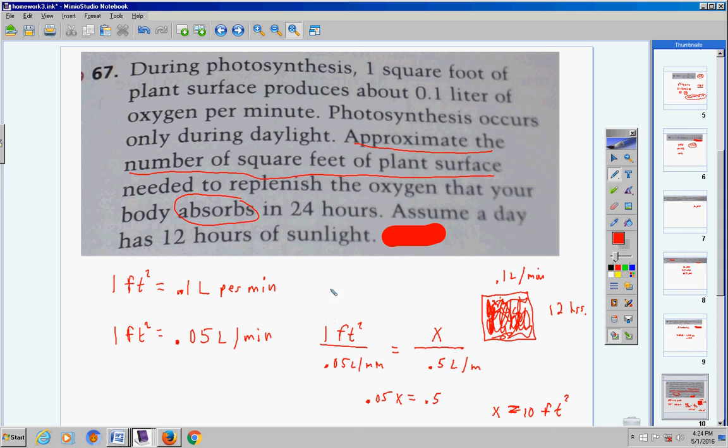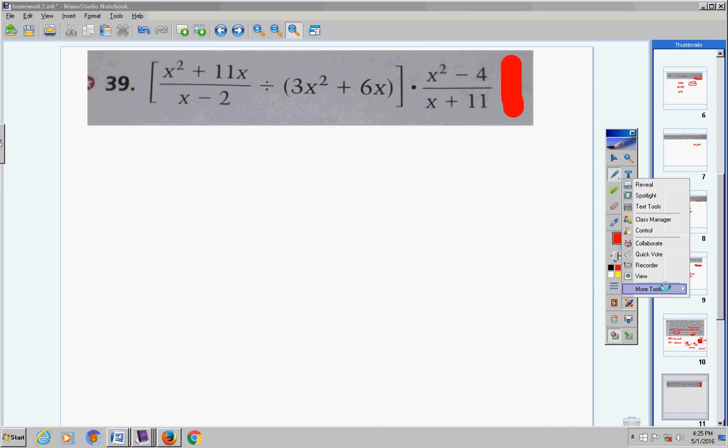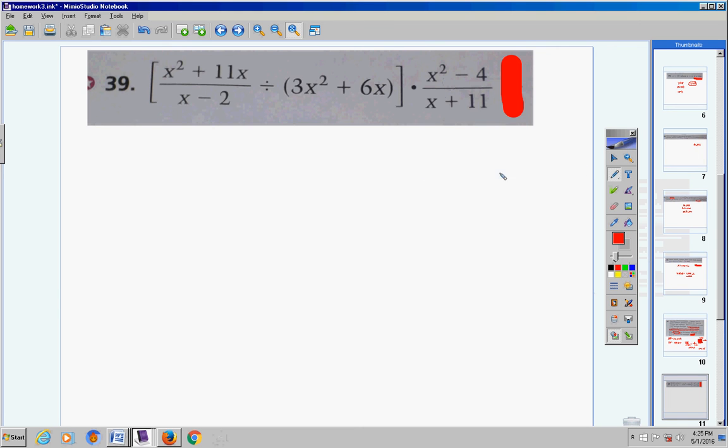All right, moving on. Number 39 on page, look at my review sheet here, page 538, number 39. Okay, students, the directions say to simplify. So I'm going to divide two fractions. And then whatever I get, I'm going to multiply that times this fraction. What I've taught you, you don't need to get a common denominator because we're not dealing with adding or subtracting, but I have taught you to factor as much as you can. So my numerator here can be factored. Pull out an x and you're left with x plus 11. The denominator stays the same.